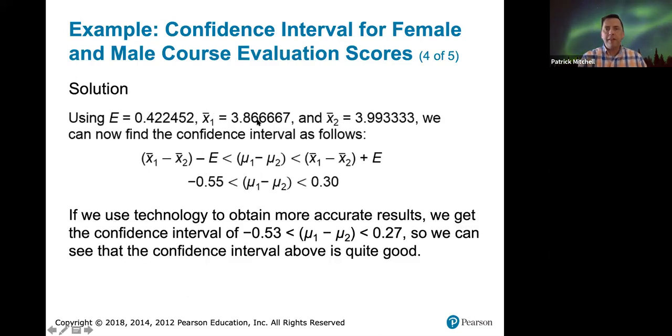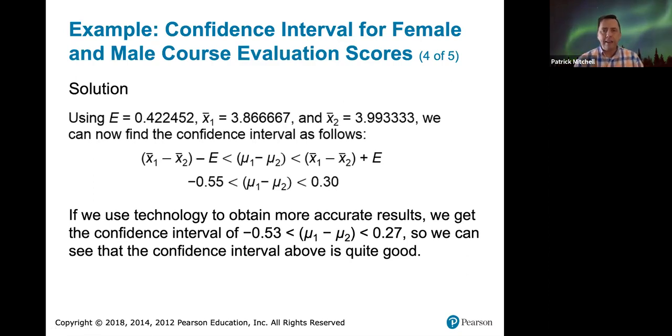All right, remember that the two sample means were 3.86666 and 3.993333. So the confidence interval would be found like this. You do the difference between the sample means, which is going to be about negative 0.12 something, plus or minus the margin of error, which we just found was about 0.42. And we get that the confidence interval estimate for the difference in the population means is between negative 0.55 and positive 0.30.